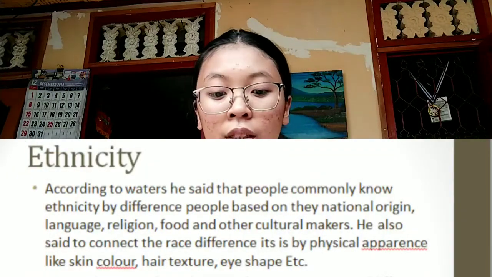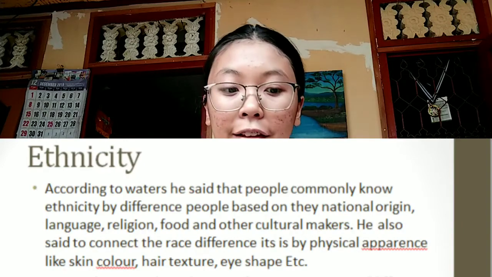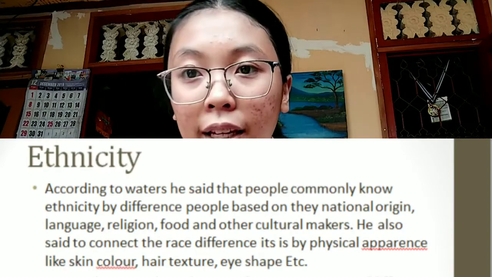According to Wetters, people commonly know ethnicity by differences based on their nationality, religion, language, food, and other cultural markers. He also said that race differences are connected to physical appearances such as skin color, eye shape, hair texture, and so on.